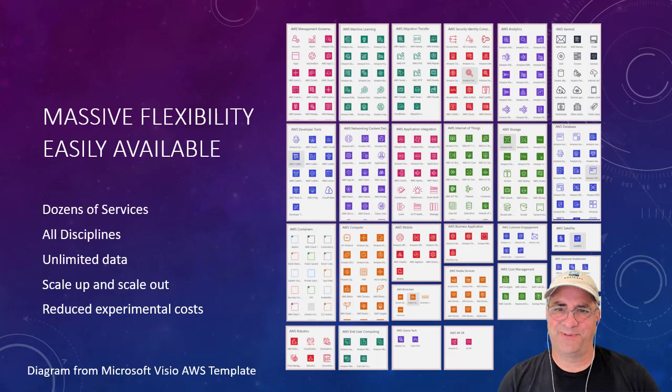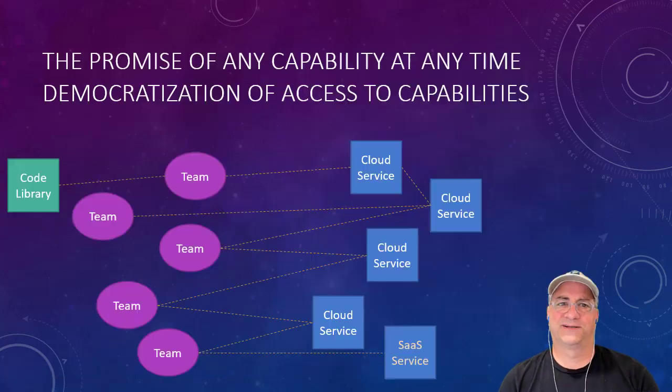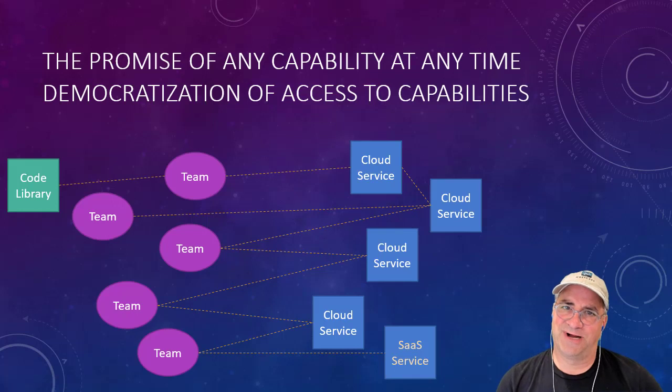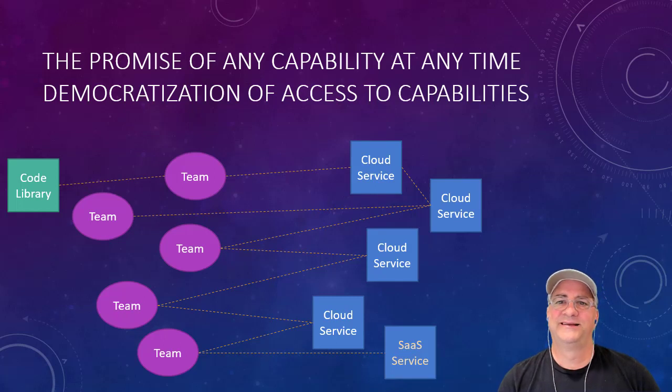And you can scale up and scale down. You can scale out. There's crazy stuff. You can do cross-region, cross-world, right? You have reduced experimental costs. It's pretty cool, all right? And it's the usual: with great flexibility comes great power, comes great responsibility, right? And so the real promise of this is that you can have any capability at any time. It is the democratization of access to capabilities, right?